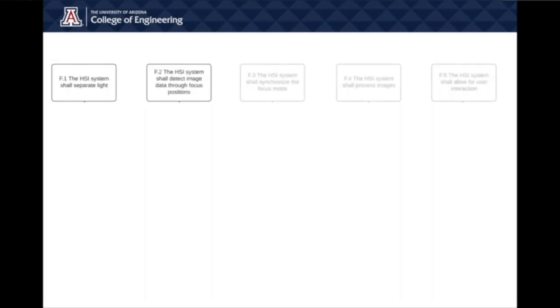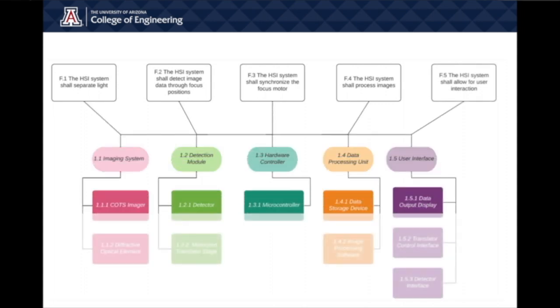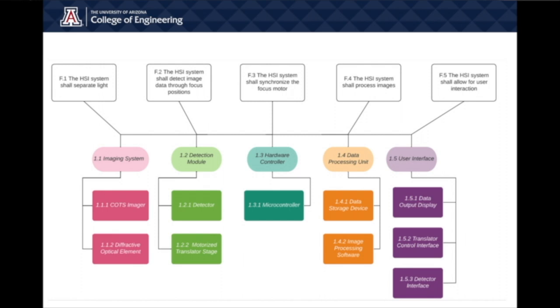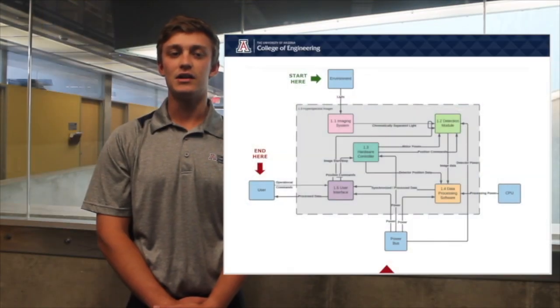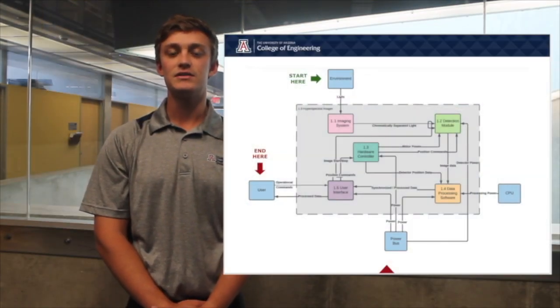The system shall separate light, detect image data through focus positions, synchronize with the focus motor, perform post-processing of images, and allow for user interaction. These define the basic architecture of the system, containing an imaging and detection system, hardware controller, data processing software, and user interface. The system block diagram describes the interactions between each of these subsystems.